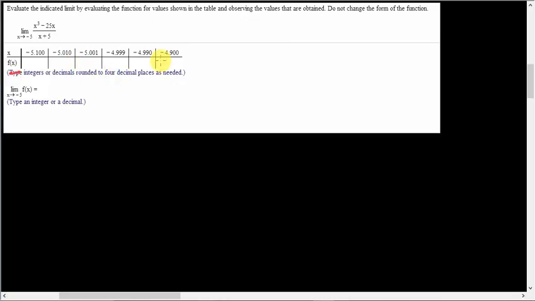Four decimal places. I don't know if my writing will fit in here. I'll have to make it over here. Let's see, type an integer. Okay, so where is the limit? Where is the limit headed? So basically, what's the limit at -5? You can kind of say, okay, what's the value at -5 on this graph?